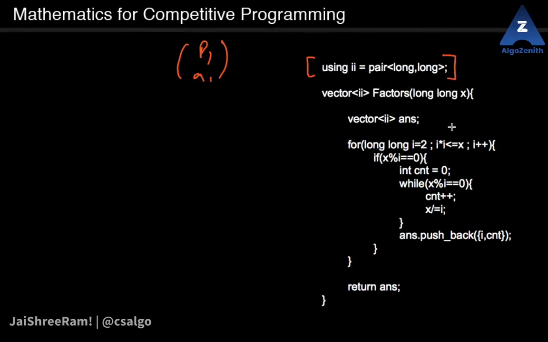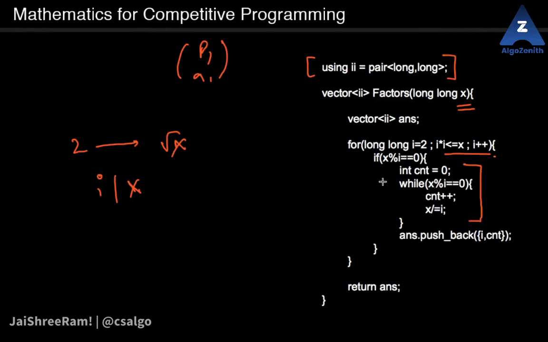Now let's talk about finding the prime factors for a number x. Let's say you want to find the prime factorization of the number x. What we are doing is looping from 2 to root x, and as soon as we find some i which divides x, we find the number of times i appears in the prime factorization of x.